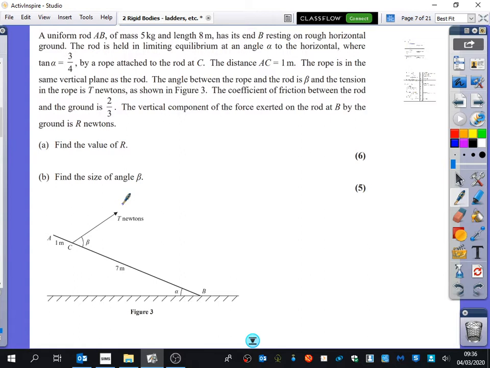Wow, there's a lot of information there, but only a few things that actually need to be added to the diagram. One of the things is we need to add in the weight. They've said the mass is 5 kilograms, so the weight is 5g, and the length is 8 meters, which means this distance is 4, this distance is 3, and they've already told us that this distance here is 1. So some of the forces: we know that there's a normal reaction here. Which way do we think this rod is going to be trying to slip? It looks like it's going to be slipping to the right, which means that the friction here is going to be going to the left. Instead of putting mu R, I'm going to go straight in with 2/3 R, because I know that's what mu is equal to.